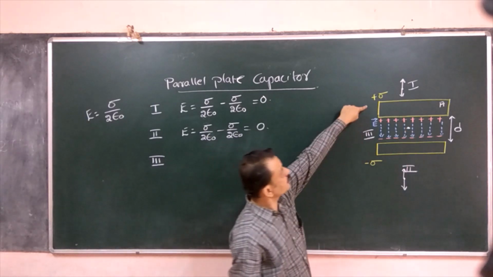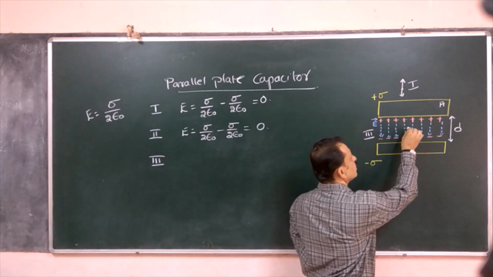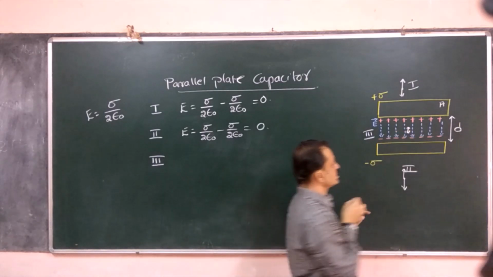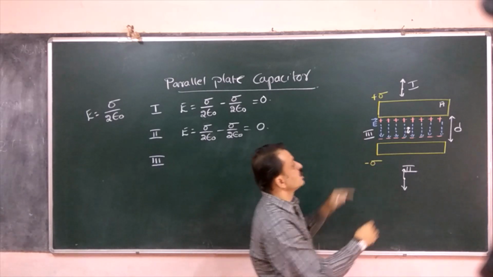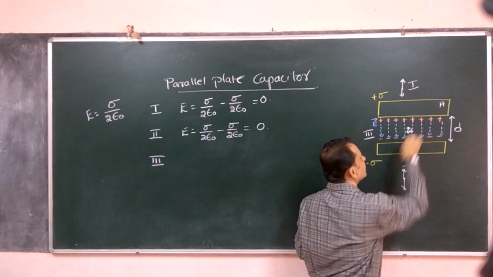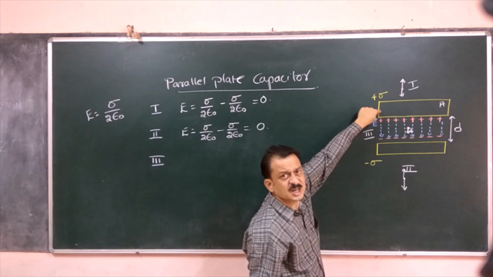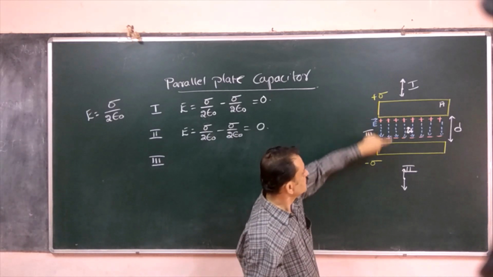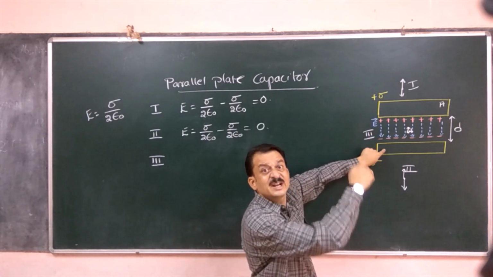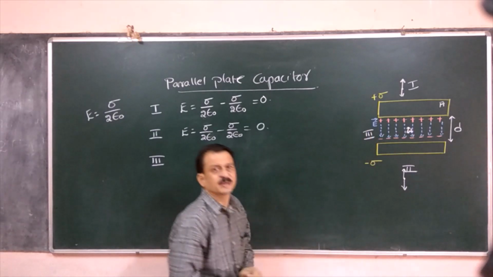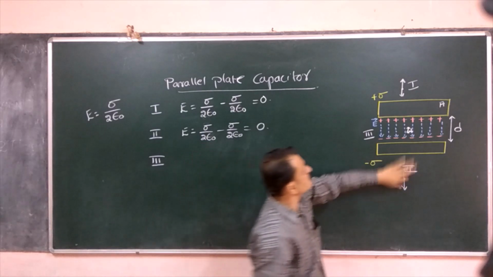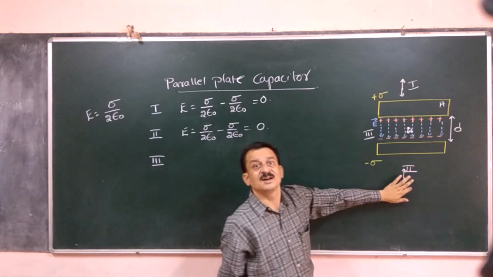now what is the field due to the first plate? It is downwards. What is the field due to the second plate? It is also downwards. Both are in the same direction. Now here it is positive charge, radially outward. Now it is negatively charged, therefore radially inward. Therefore the two fields are in the same direction. It is different compared to that of the first region and the second region.